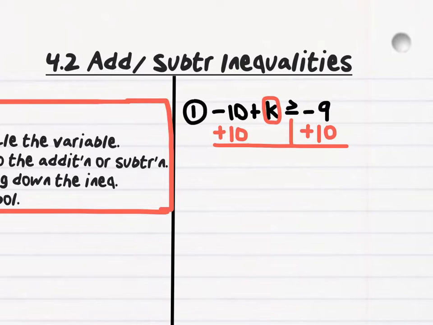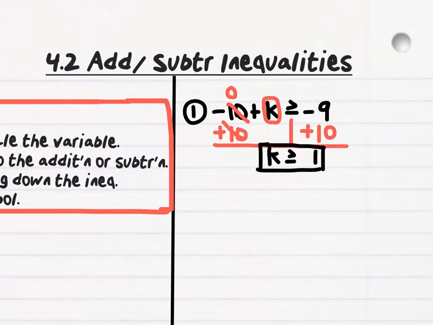Okay, so now we draw our little total bar. On the left side, the negative 10s are going to become 0. And you can write the 0 at the top. And then the k is going to go straight down. On the right side, the negative 9 plus 10, that's going to equal positive 1. And then for the inequality symbol, where we do that line, this goes straight down, okay? So then you're going to write a greater than or equal to. So we have k is greater than or equal to 1.